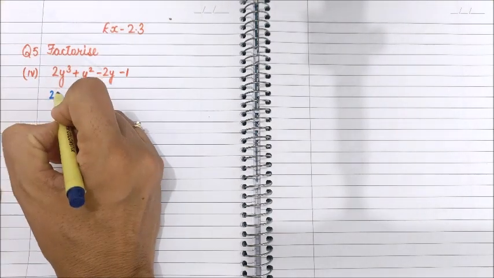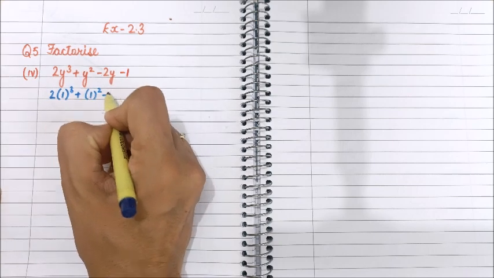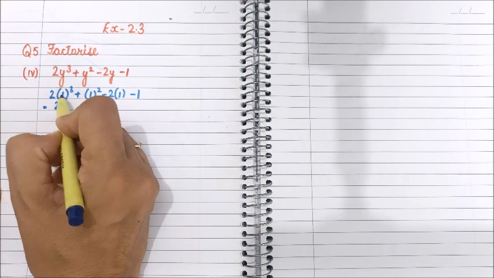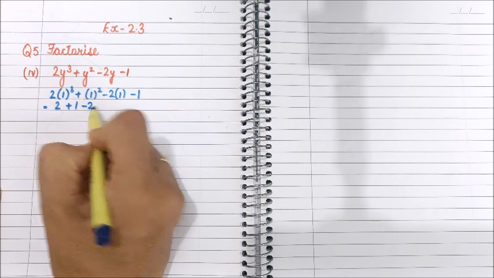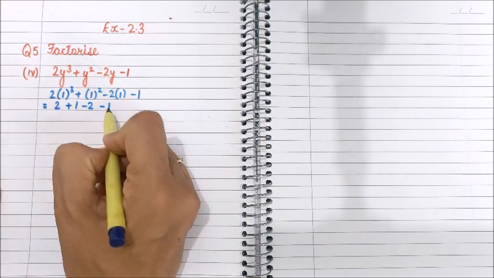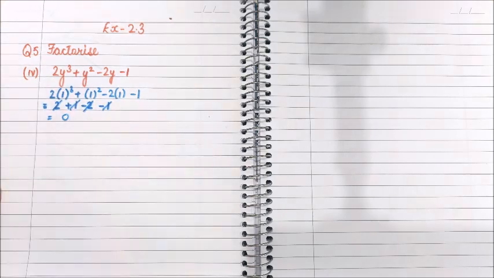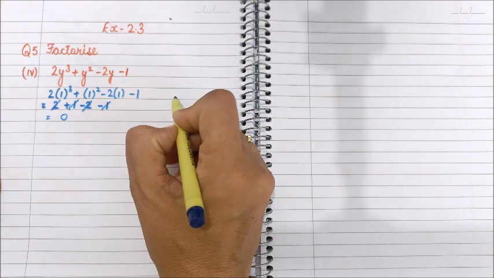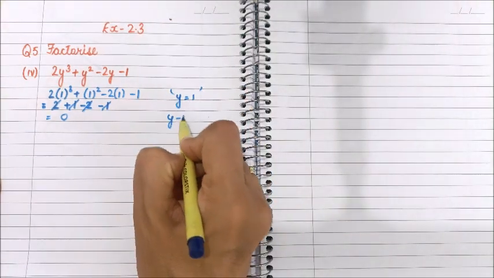So it will be 2 into 1 cube plus 1 square minus 2 into 1 minus 1. So this will give me 2, 2 into 1, 2, plus 1 minus 2 into 1 minus 2, and this will give me minus 1. So this cancels with each other and this cancels with each other. So this is giving me 0. So one thing is clear, that when I put y as 1, it is making this polynomial 0. So we can say that y equals 1 is making the polynomial 0. So one factor will be y minus 1.